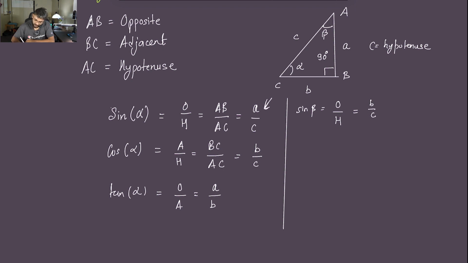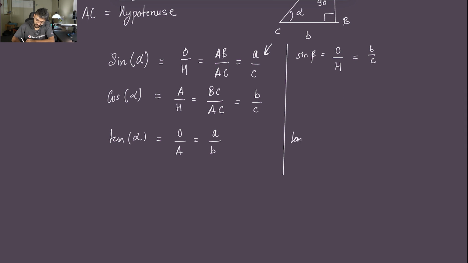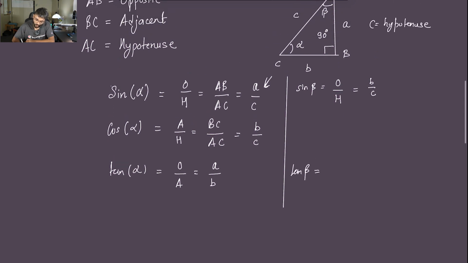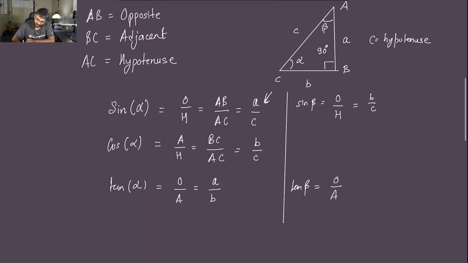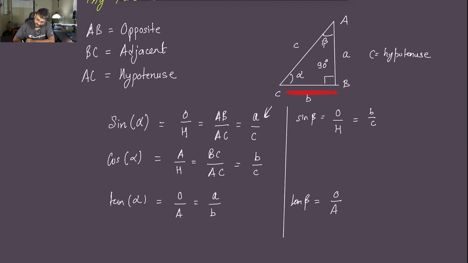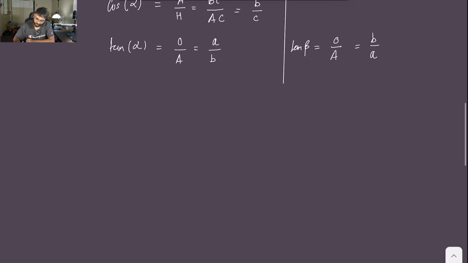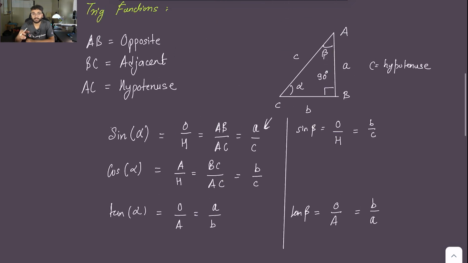So let's see what tangent will be. Tangent of beta is opposite over adjacent, right? So for beta, opposite is this and adjacent is this, so it's going to be B over A. So it really depends on the angle in a triangle what the ratio will be. The definition of these trig functions remains the same. It's just that opposite can be adjacent to a different angle and vice versa.